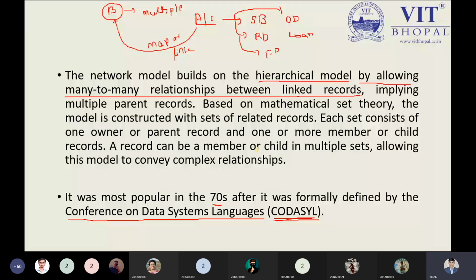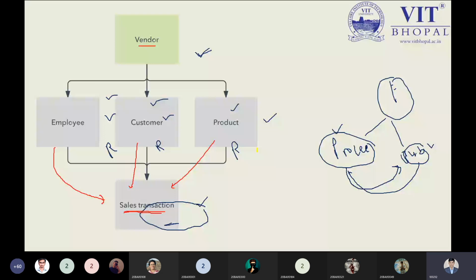See, this is our example. In the network model, you can observe over here a vendor. Vendor can be connected to any type of relation: employee, customer, and product. So employee will be connected to the vendor, customer will be connected to the vendor, and product will also be connected to the vendor as well. So a vendor can be connected by three different entities: employee, customer, and product, and these are also known as relations. And ultimately, all these are connected by the sales transaction.